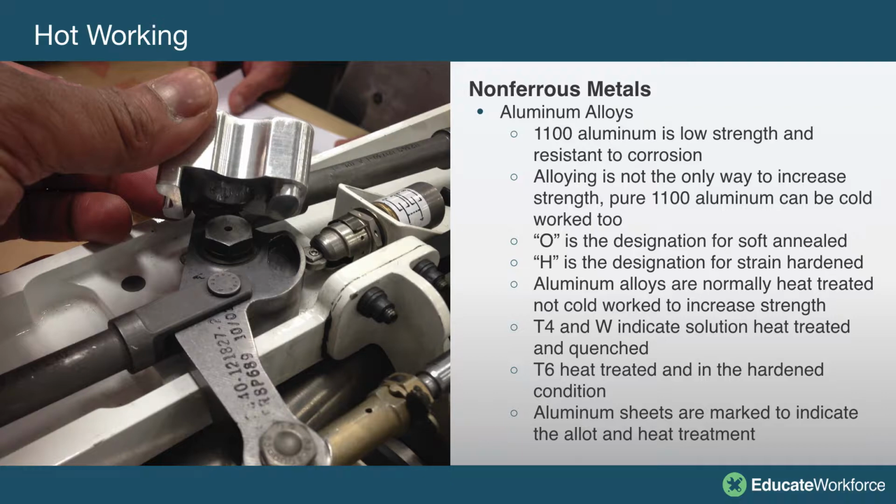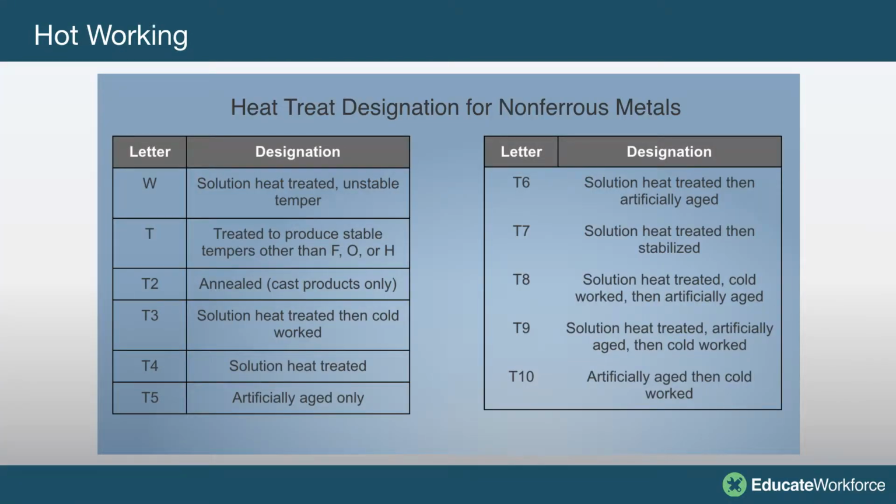A T4 and a W indicate a solution heat treat and a quenching. The T6 is heat treated and then hardened to a specific hardened condition. Aluminum sheets are going to be marked to tell us exactly the heat treat process that was used on them. Here's some of the heat treat designations for non-ferrous metals. We reviewed some of them, but I'll give you a chance to look at them again. This is worth remembering. You'll see these again.